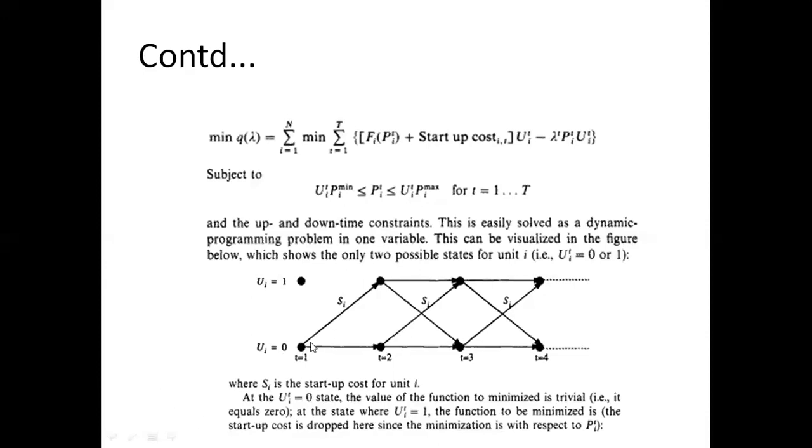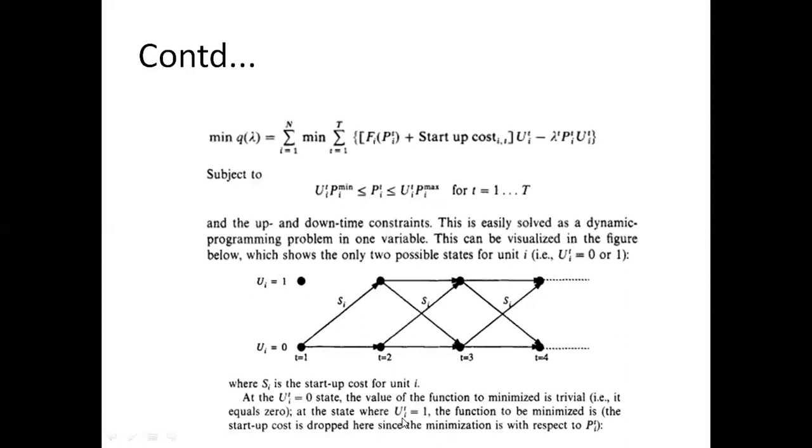It is clearly seen that between 0 and 1 this is the total startup cost. And again it comes back to 0, and again it goes up in this way, for each hour: at t equal to 1, at t equal to 2, at t equal to 3, at t equal to 4. So at the u_it equal to 0 state, the value of the function to be minimized is trivial, that is equal to 0.